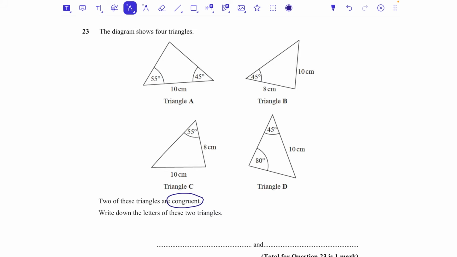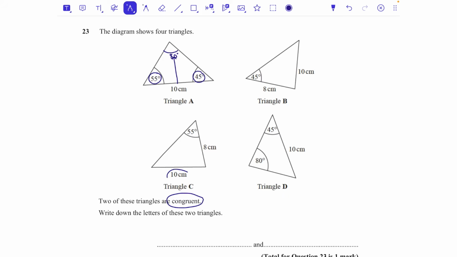Now, as a bit of a clue, if you look here, the 10, the angle that it's opposite, remember angles in a triangle add up to 180. I've got 45 and I've got 55, which adds up to 100. So in this first triangle, the 10 is opposite the angle that's 80 degrees. So I need to find where that happens again.